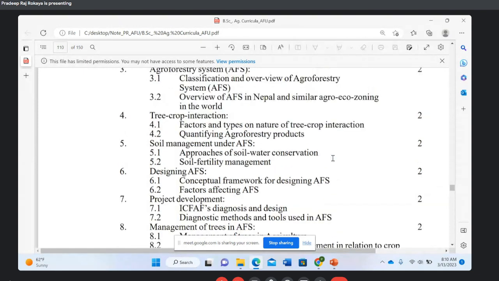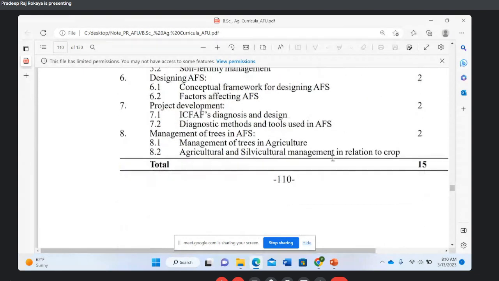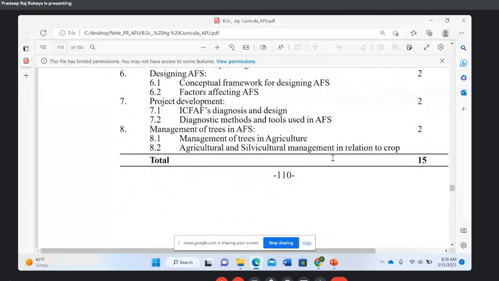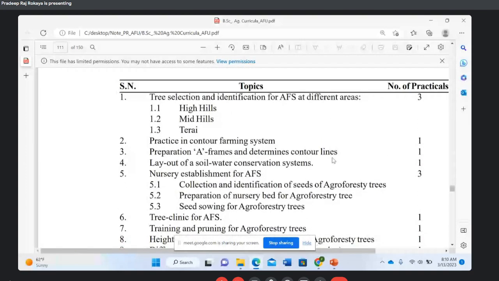This is the overview of the theory part. This is the micro-syllabus of agroforestry, and now the practical part. First, practical tree selection and identification for agroforestry systems in different areas, particularly the hills, high hills, high mountain area, mid hills and Terai. We do tree selection for agroforestry in these three regions.